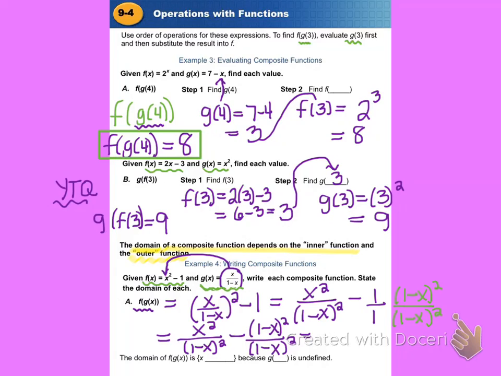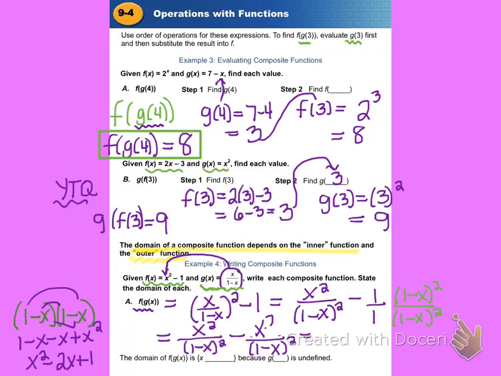But if we took this 1 minus x and we squared it, and I'll just do that here off to the side. So that really means 1 minus x times 1 minus x. So I'm going to FOIL this. 1 times 1, which is the first two, that's just 1. Outside two, minus x, inside two, minus x. Last two, negative x times negative x is positive x squared. If I turned that around and wrote it in descending order of powers and put like terms together, it would be x squared minus 2x plus 1. And so that's really what this numerator is, and I can rewrite that as x squared minus 2x plus 1.